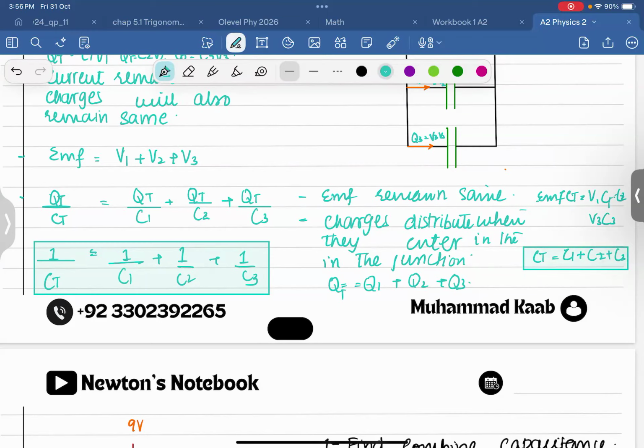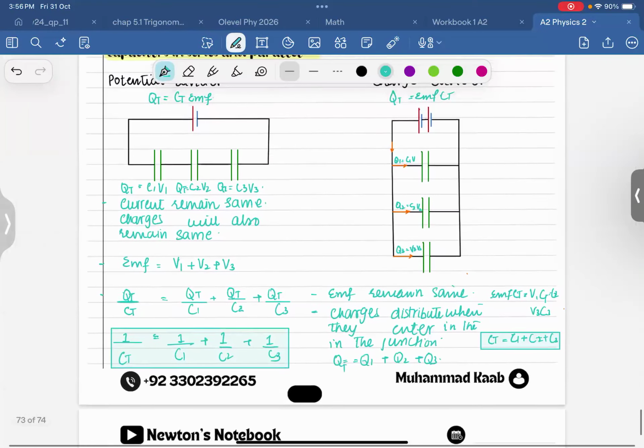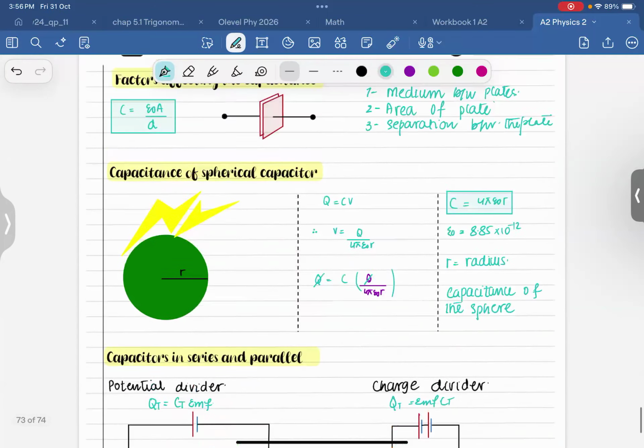So always keep in mind that capacitors in series behave like resistors in parallel, and capacitors in parallel behave like resistors in series, right? Now these are some of the basic concepts. Okay, now let's try a question.